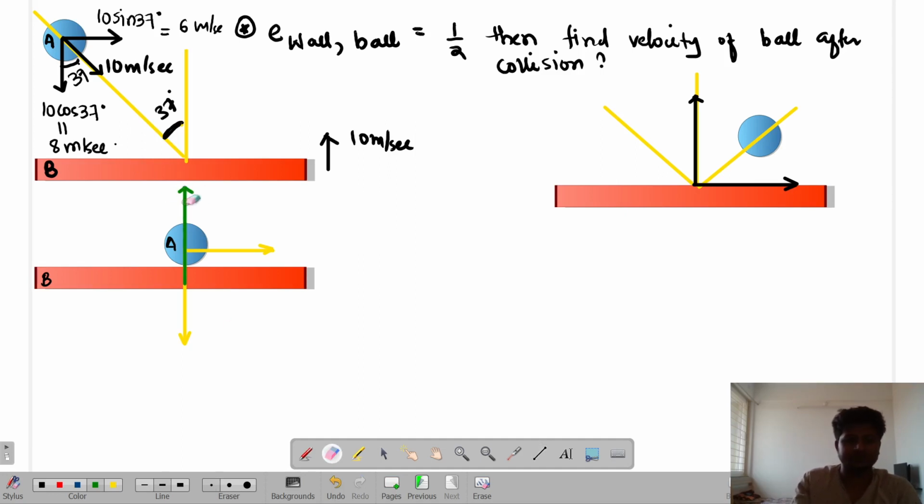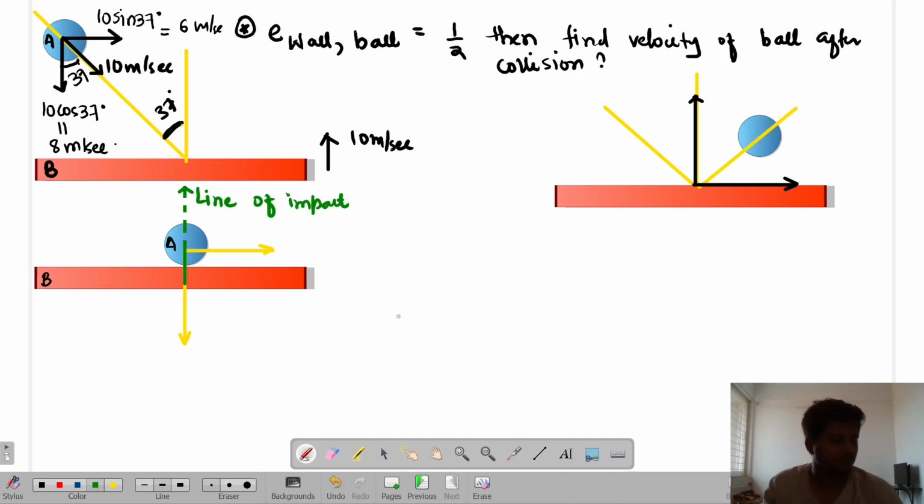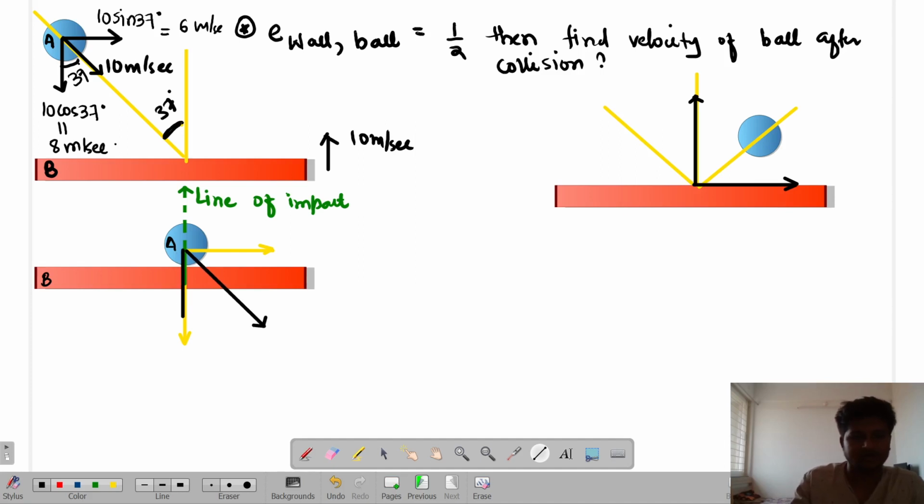Is that clear? This is my line of impact. Are you able to get me or not? So look over here. For this ball, two velocities were there, isn't it? When it got collided, this was total 10 meter per second. This was 37. So this was 6 meter per second, and this got to be 8 meter per second, isn't it?